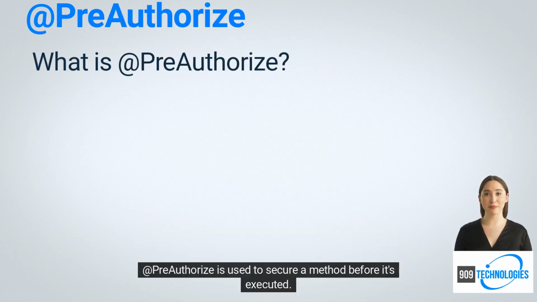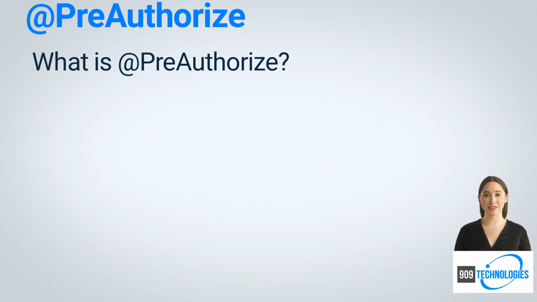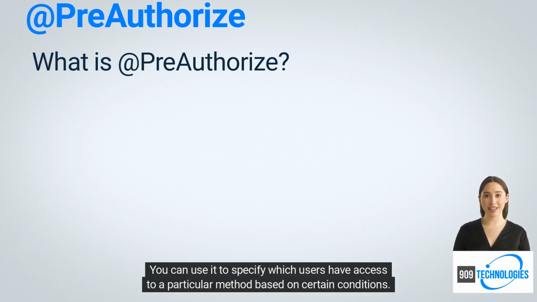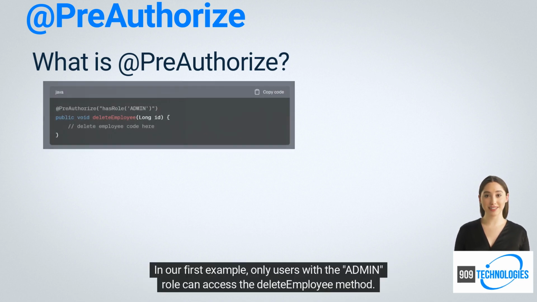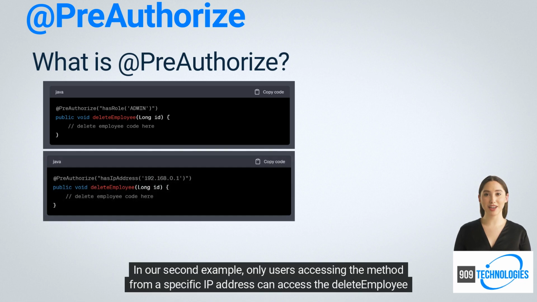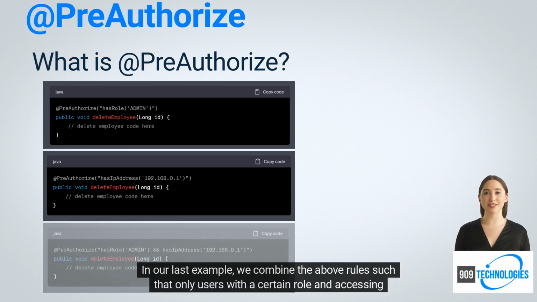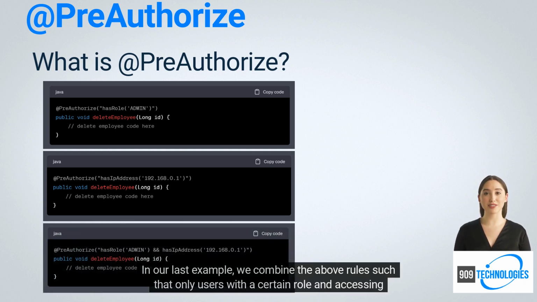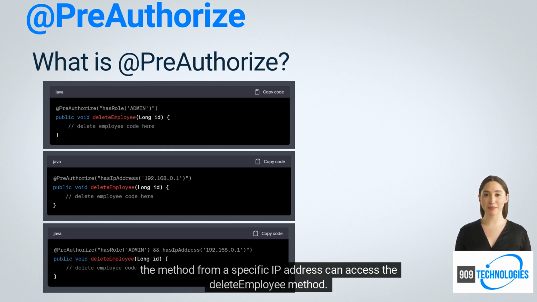Pre-authorize is used to secure a method before it's executed. You can use it to specify which users have access to a particular method based on certain conditions. In our first example, only users with the admin role can access the delete employee method. In our second example, only users accessing the method from a specific IP address can access the delete employee method. In our last example, we combine the above rules such that only users with a certain role and accessing the method from a specific IP address can access the delete employee method.